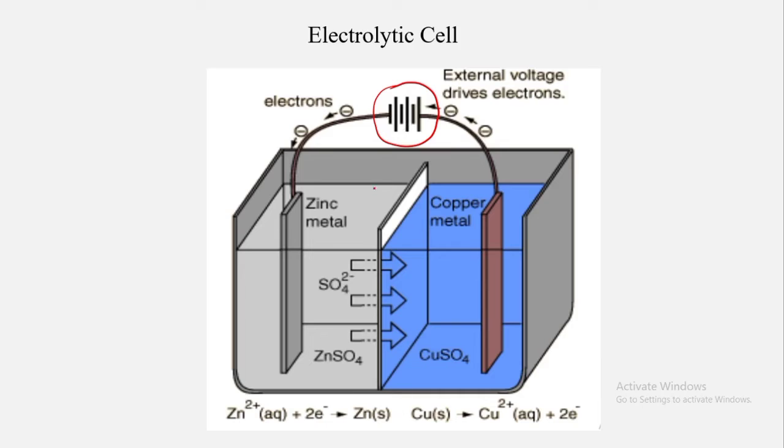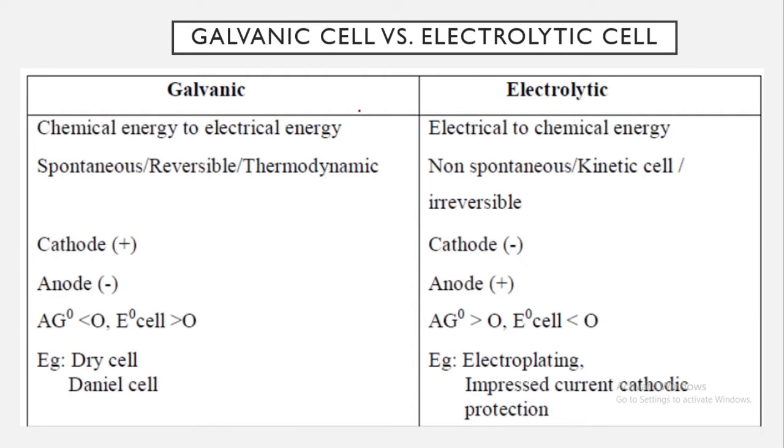And with the voltaic cell, as I said, it uses chemical energy and converts it to electrical energy, and this converts electrical energy to what? The chemical energy. So now let's look at the table, the differences between the voltaic cell or the galvanic cell and the electrolytic cell. The first one: chemical energy to what? Electrical energy, and this converts electrical energy to what? Chemical energy. And the reaction for the voltaic or galvanic cell is reversible or thermodynamic, and it is spontaneous. Whereas here the reaction is non-spontaneous, a kinetic cell, and irreversible.